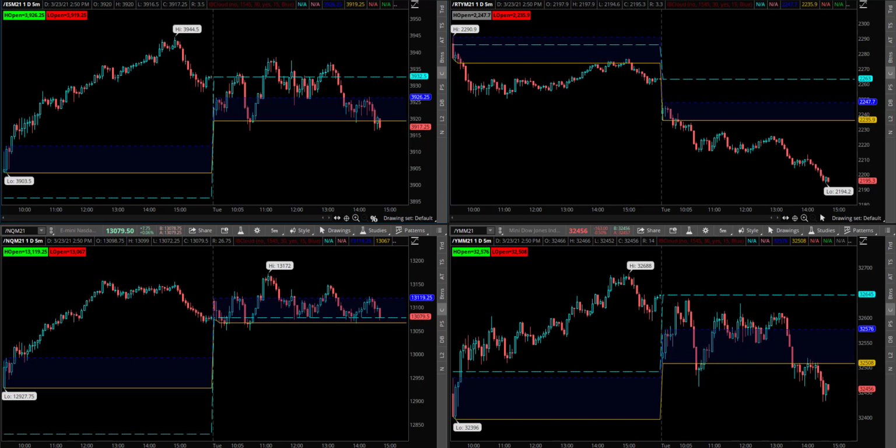Today is Tuesday, March 23, 2021, and today we're seeing some mixed action in the market. The S&P has been fairly quiet. We've seen a pretty balanced session, and we are trading down near the lows. We're still trading within yesterday's range.